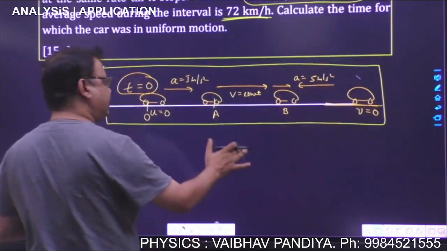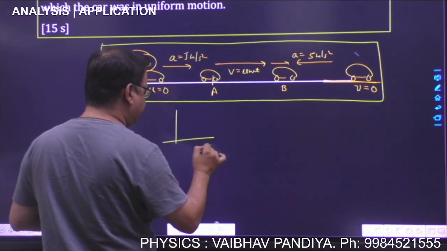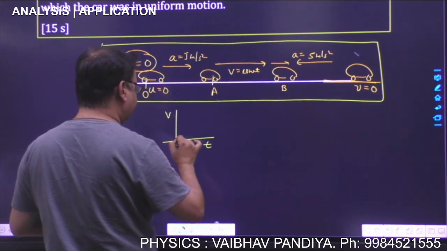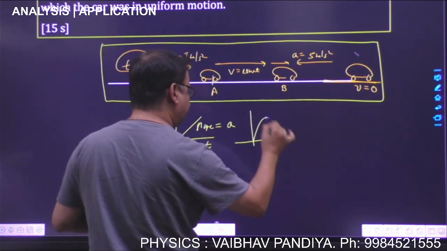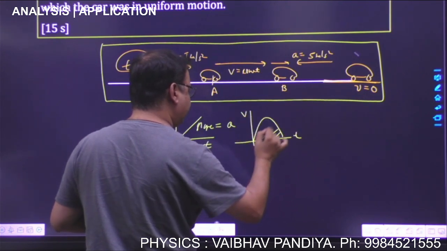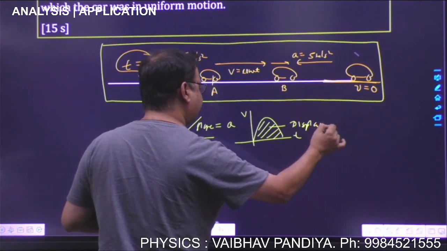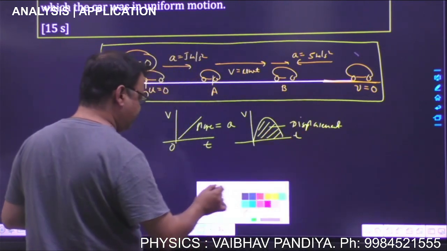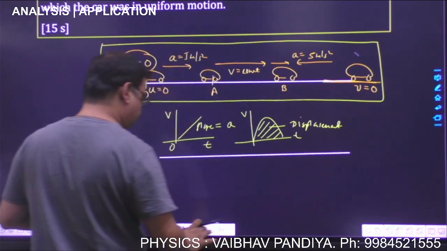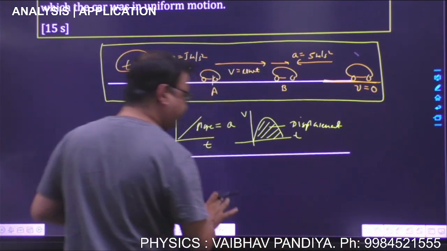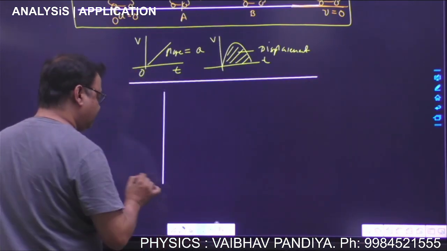So we will go for the graphical approach, and we know when we make a VT graph, the basic fundamental tells us the slope of the VT graph gives the acceleration and the area under the VT graph gives you the displacement. Okay, these are the fundamental things which we have learned in kinematics. So we know when acceleration is constant, the VT graph is a linear graph.